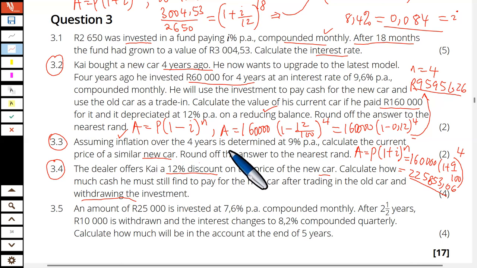What is the price after the discount? 12% discount means the price... now we need to find the price after discount. Remember that because it's subject to inflation, for the new car now we know how much it costs. It's going to cost 225,853.06.